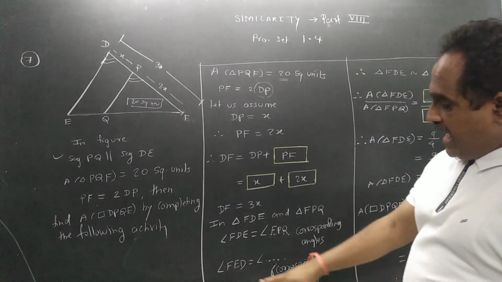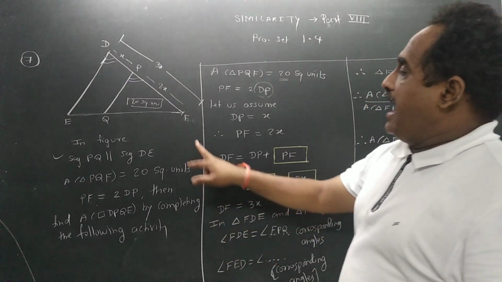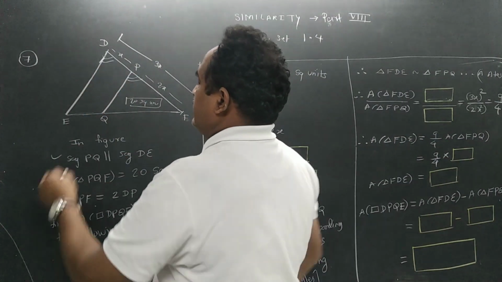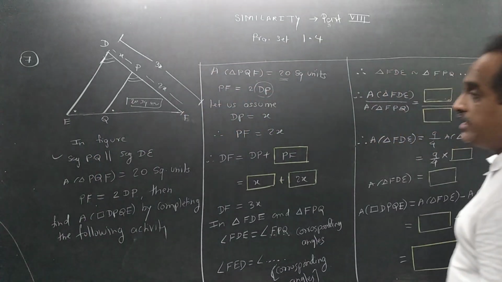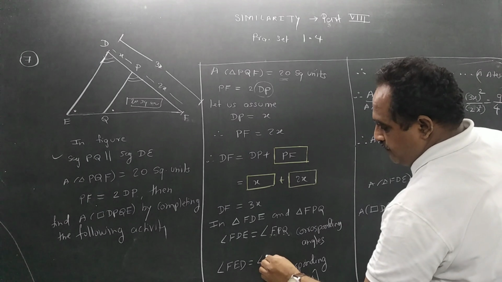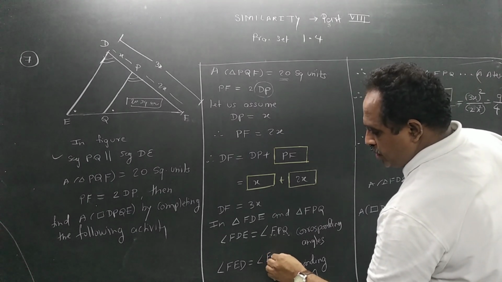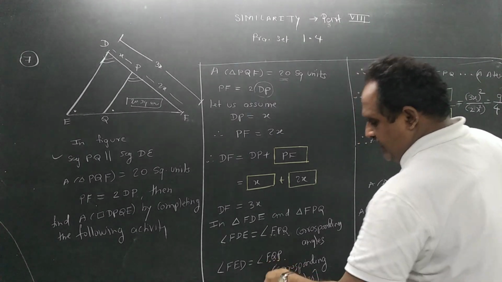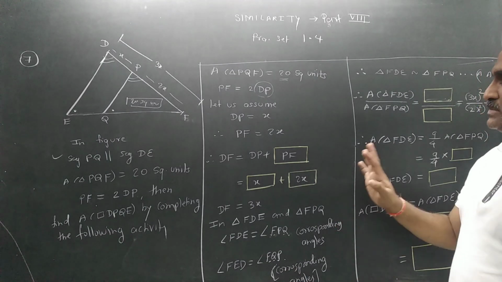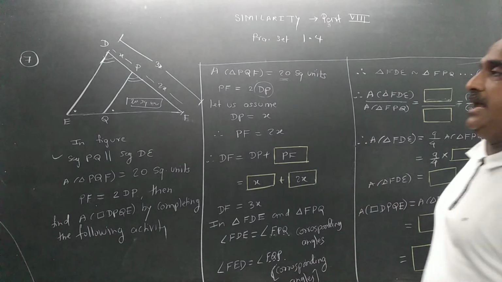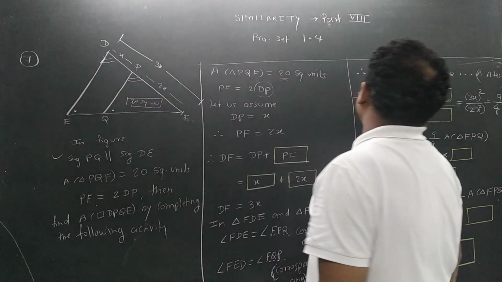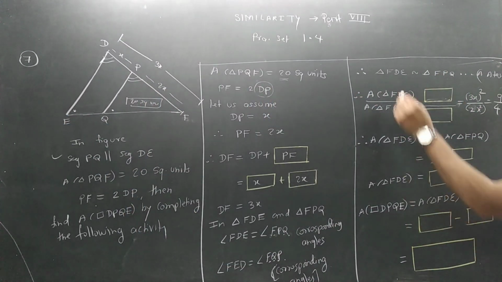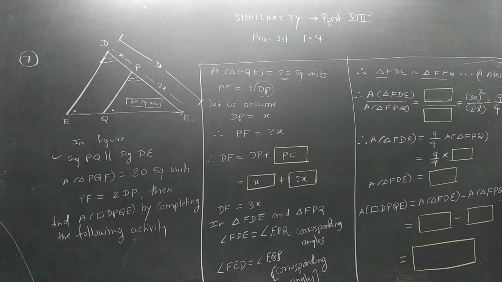Angle FED. This angle will be congruent to this angle. So what are you going to write over here? FQP. Again, reason is corresponding angles. So see, this angle is congruent to this. This angle is congruent to this. So ultimately, these two triangles will be similar by which test? AA test.